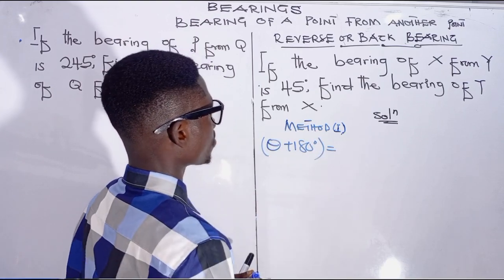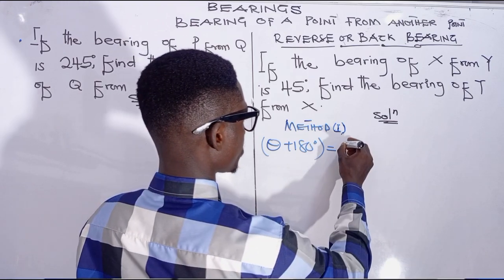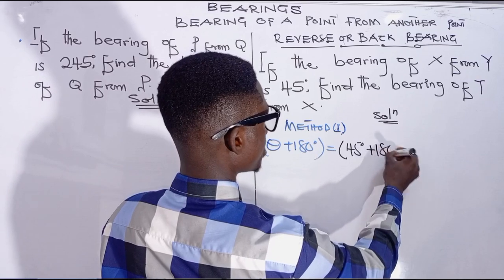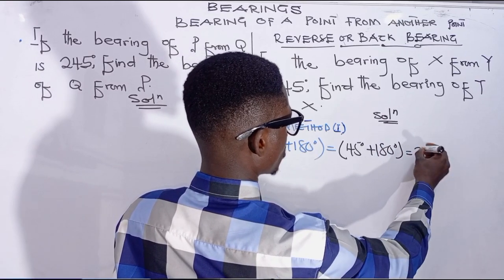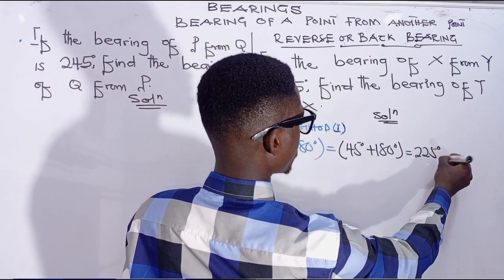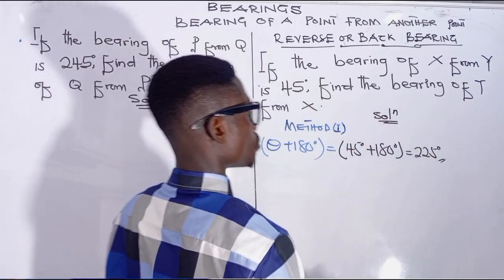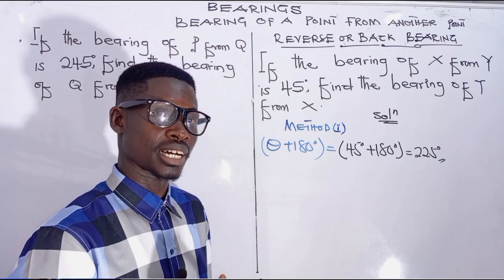Now the angle given is 45, so we have 45 degrees plus what? 180 degrees, and that gives us what? 225 degrees. So the bearing of y from x is 225 degrees. Let's look at method 2.